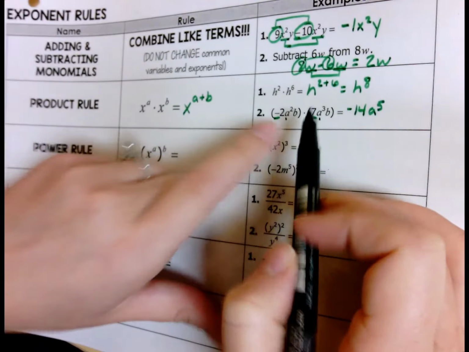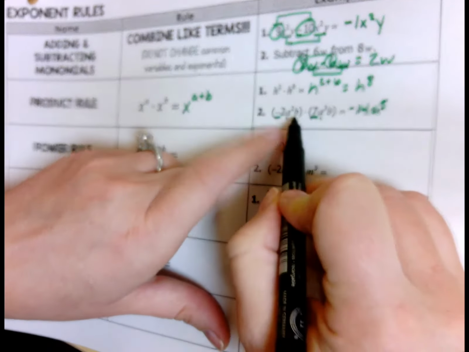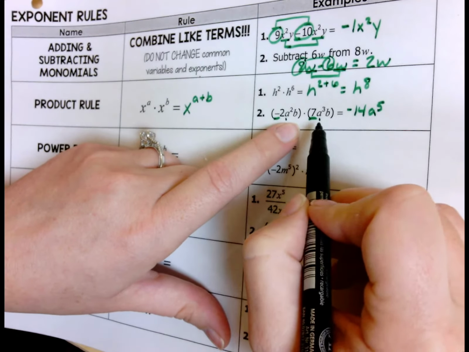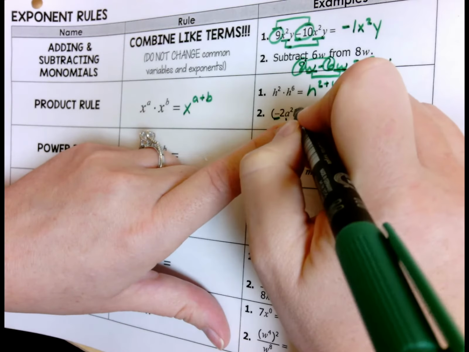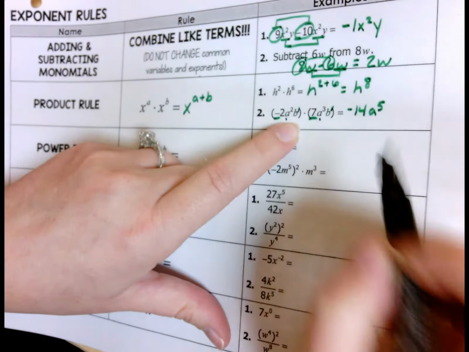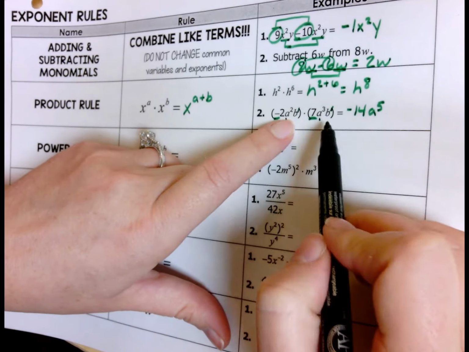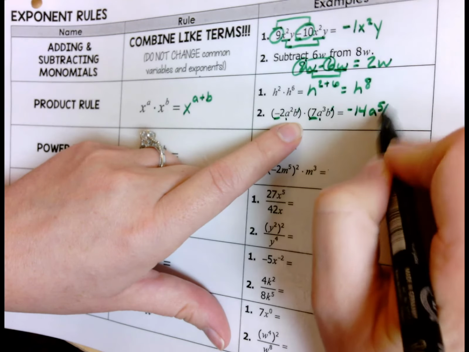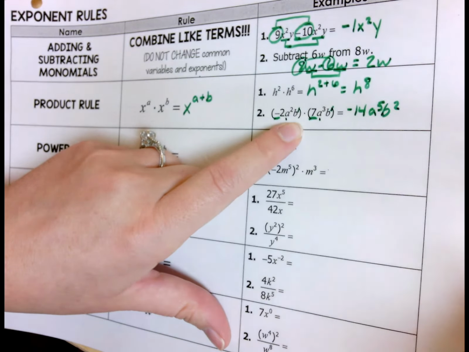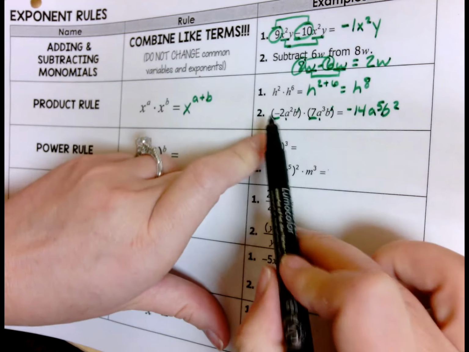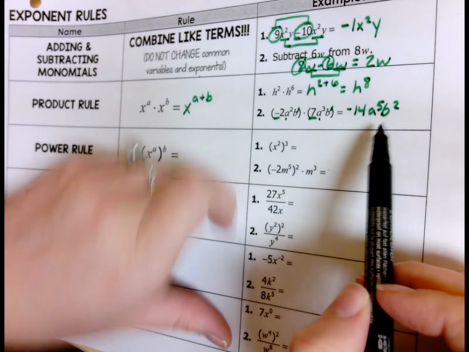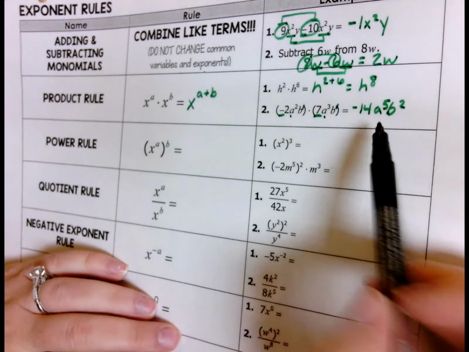Now here is where you might get tripped up. You have a b and you have a b. What you need to remember is if there's a variable there with no exponent, it's understood that the exponent is 1. So if I multiply b times b, I'm really going to be adding that 1 to that other 1, and I'm going to get b squared. So the final answer here is going to be -14 a to the 5th b squared. And you'll have chances to practice this as we go along.